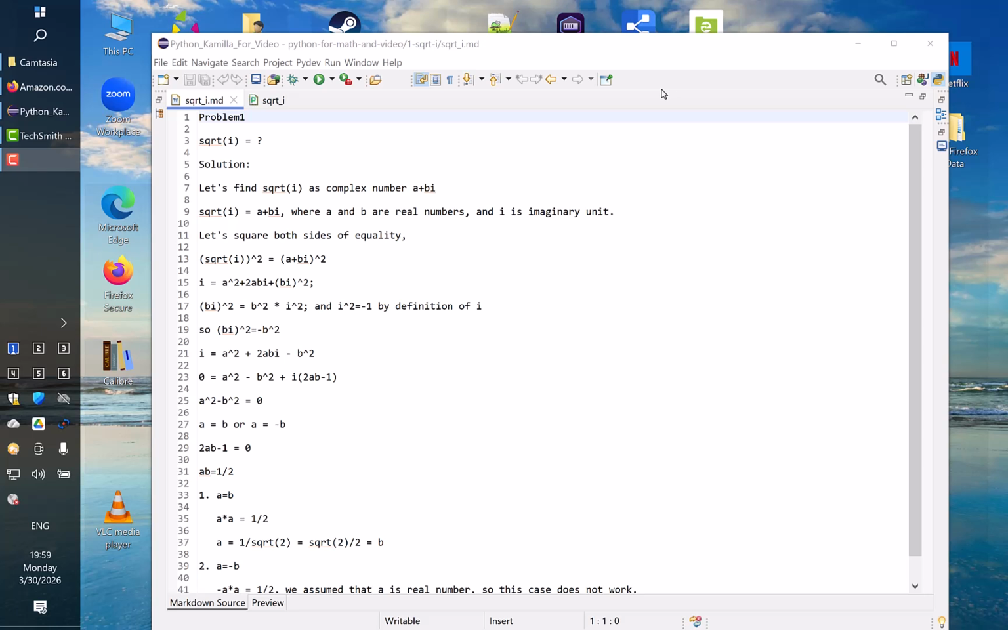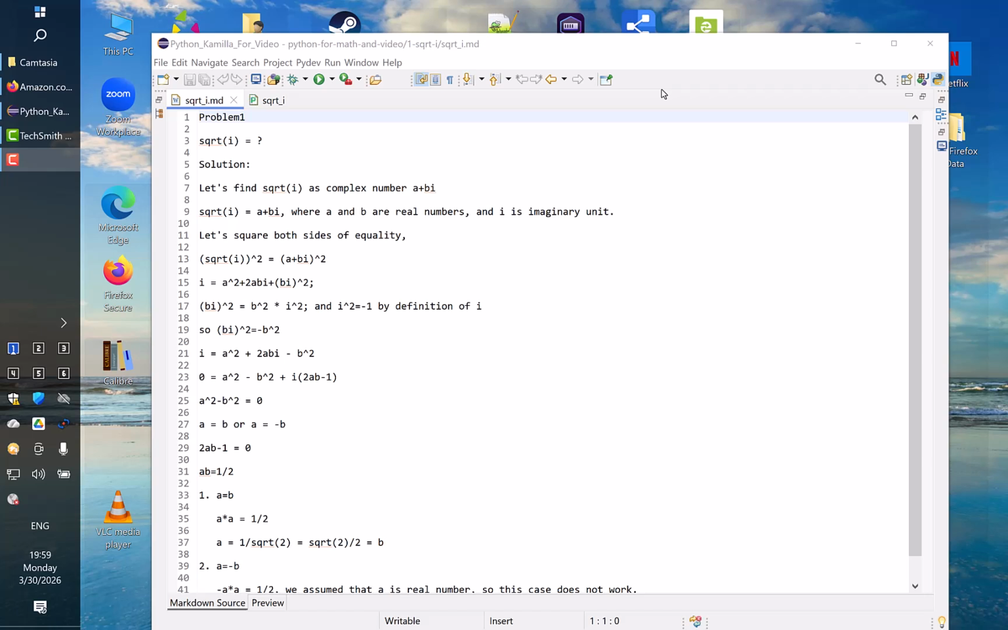We try to find a square root of i. A square root of i is a complex number, where i is the imaginary unit. Let's say a square root of i is a complex number a plus bi, where a and b are real numbers, and i is the imaginary unit. Let's square both sides of the equality.